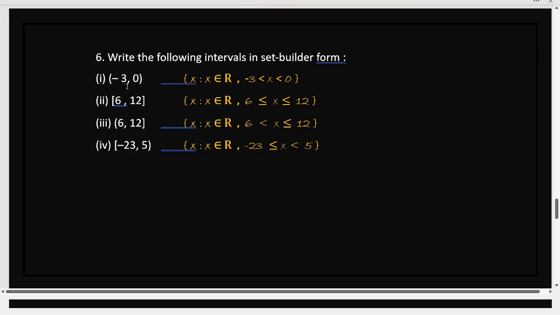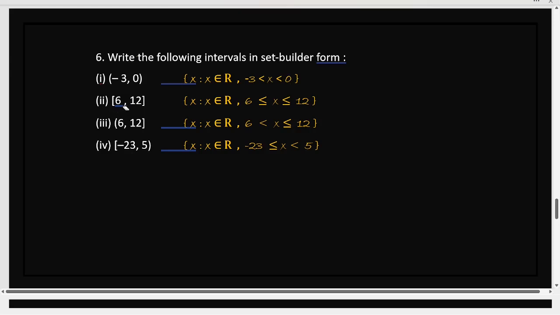Next one, (-3, 0) in set builder form. So we can see this is an open interval, so you will have only the less than symbol. {x : x belongs to R, -3 < x < 0}. This is in the set builder form.